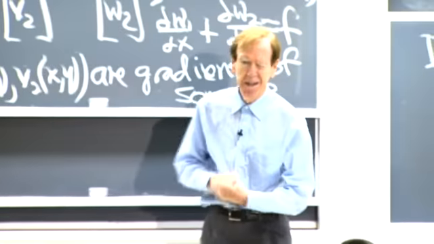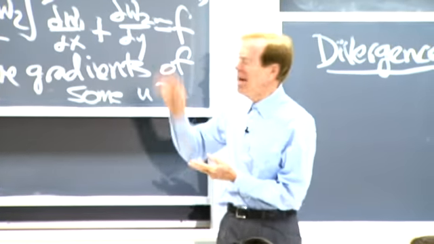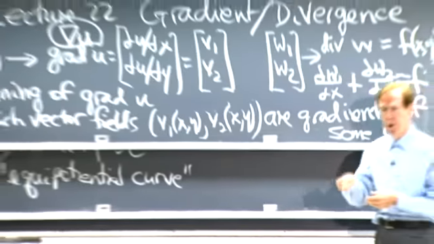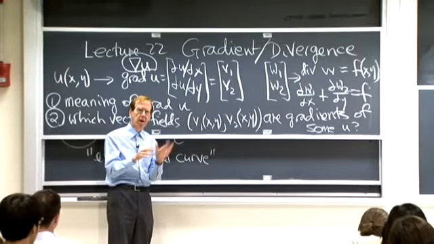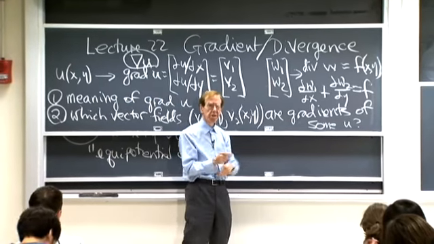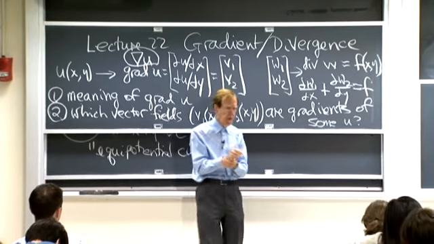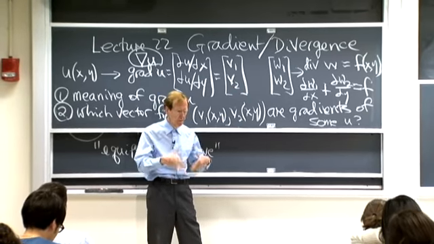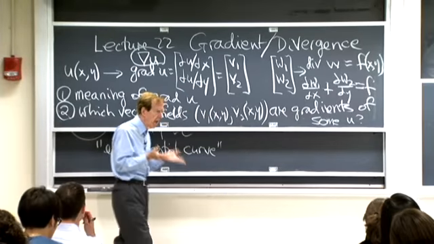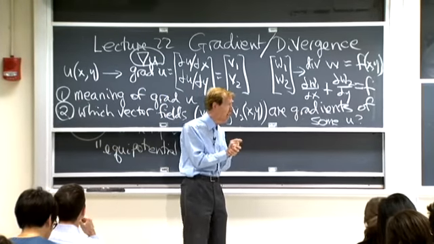Okay, so this is lecture 22, gradient and divergence headed for Laplace's equation. So the gradient will be our operator A, the divergence or minus the divergence will be A transpose, and then A transpose A will be the Laplacian. We get to Laplace's equation Wednesday.